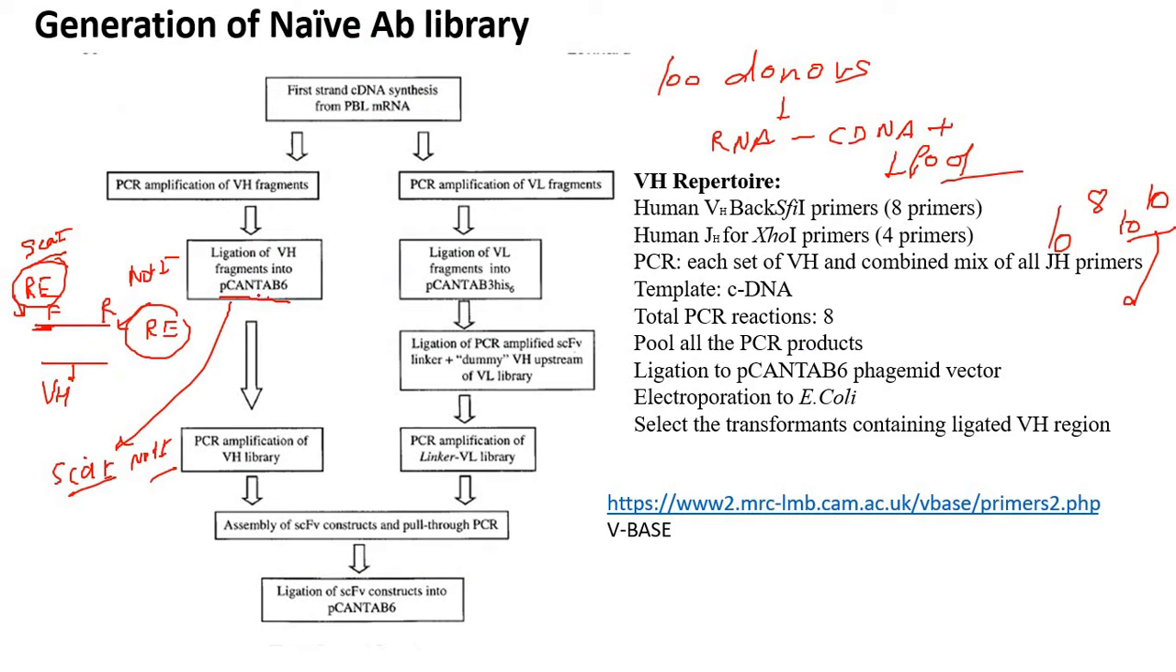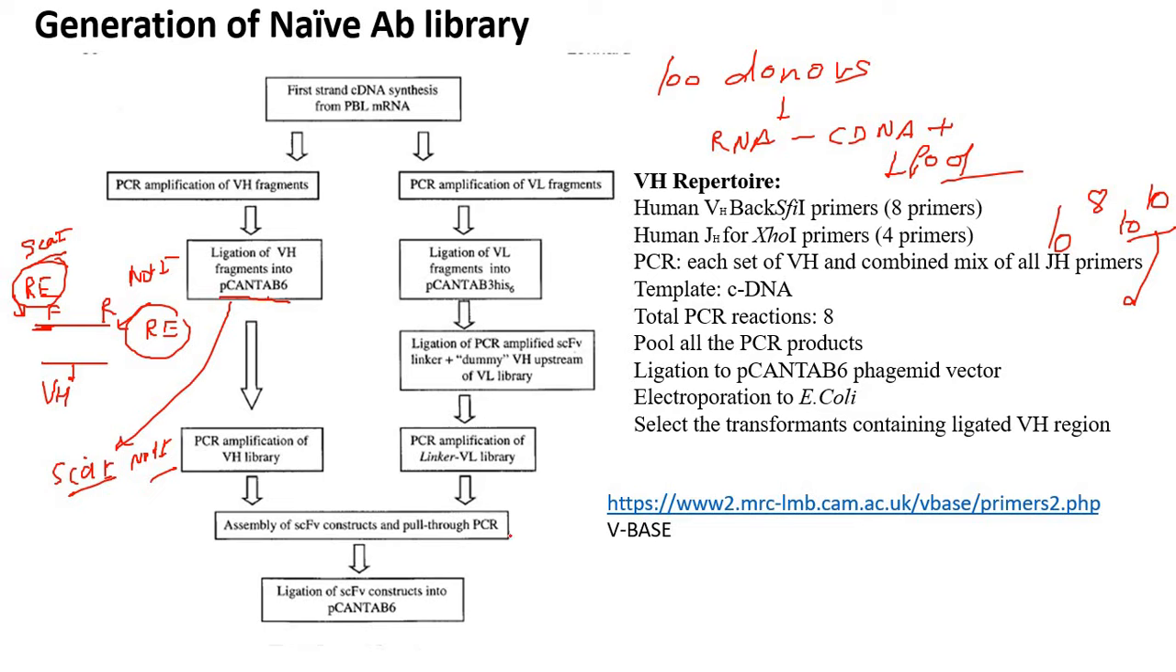Then you will digest the vector with the same restriction enzymes. You will ligate them. Once you ligate them, you have to decide the insert to plasmid ratio that is going to give you the best transformation. Then you will perform the transformation reaction.